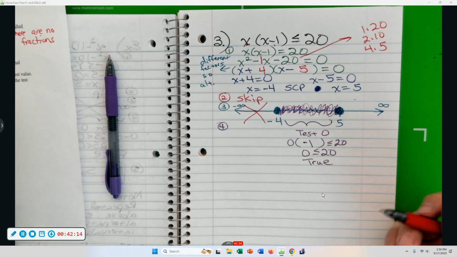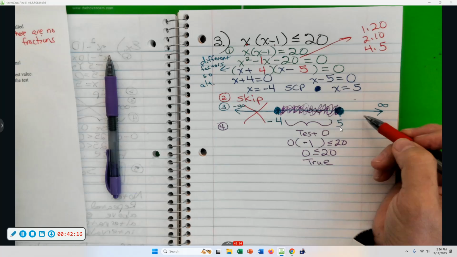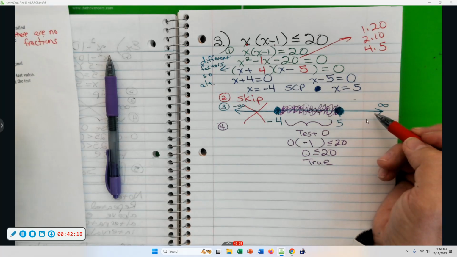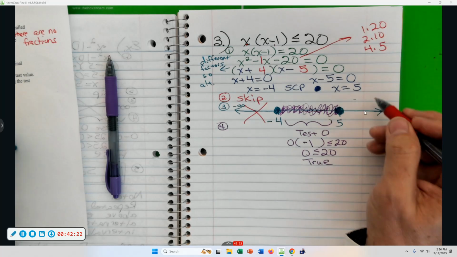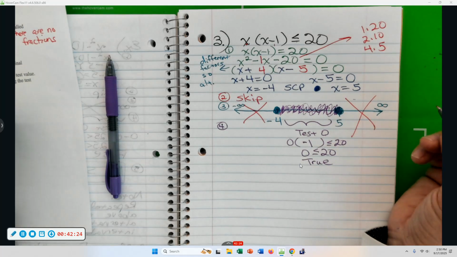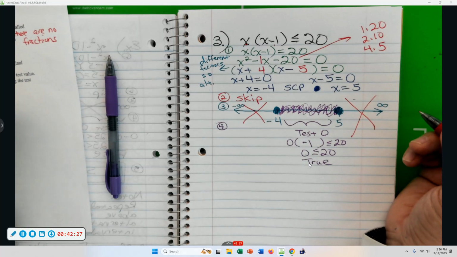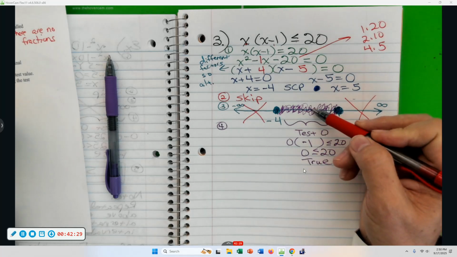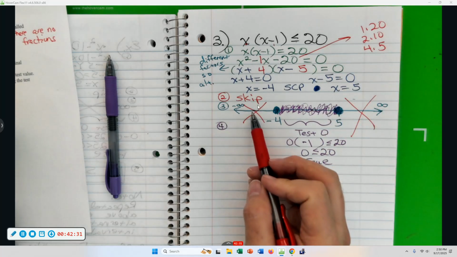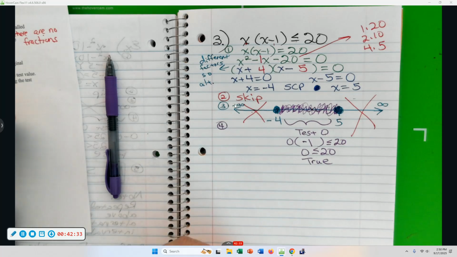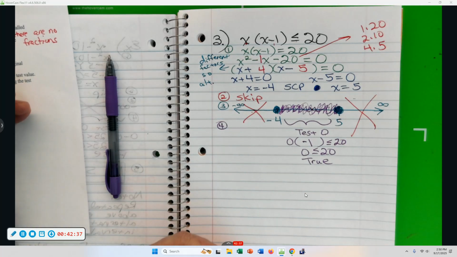It's just not necessary. Suppose we had tested a +6 or a 10 over here. True or false? False. Do y'all understand what I mean about an alternating pattern? Once you knew the middle one was true, the ones beside it had to be the opposite. So false, true, false.